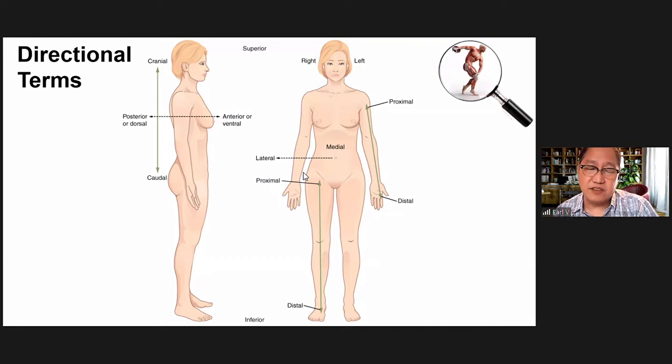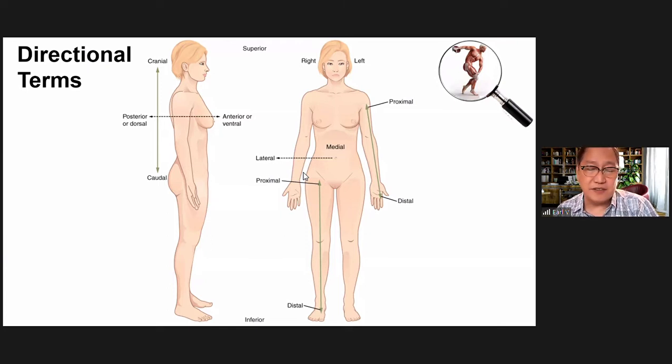Pag sinabing distal third of the thigh, this thigh is divided into three partitions: proximal third, middle third, and distal third of the thigh. So any part of the thigh, it's actually distal. So hip is proximal to the thigh, whether middle, proximal, third, whatever.